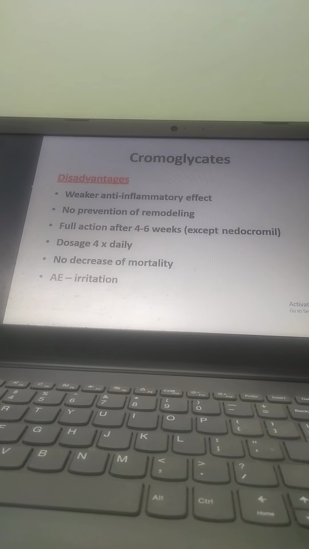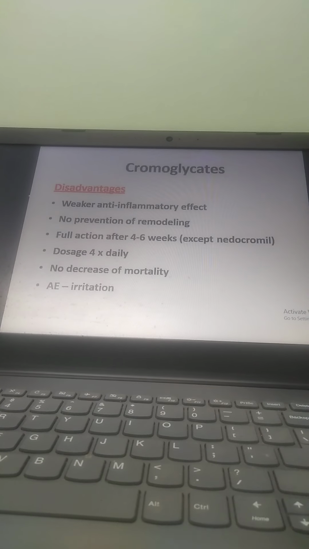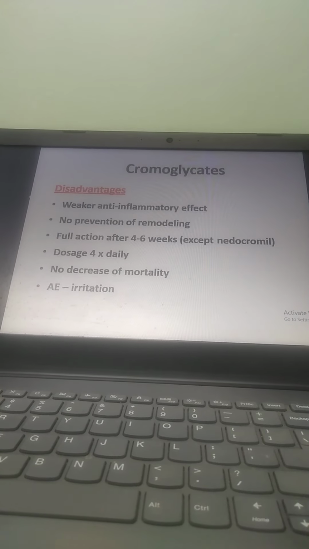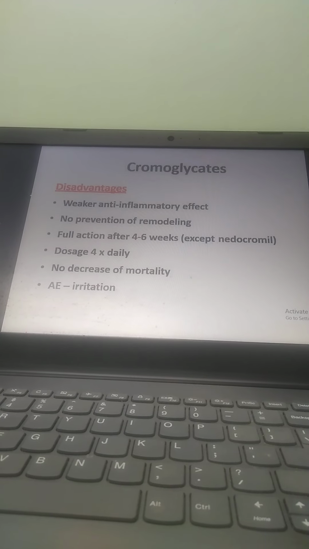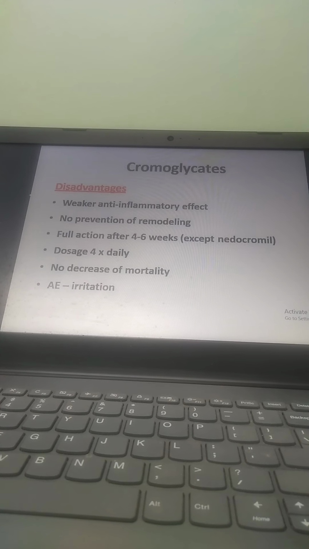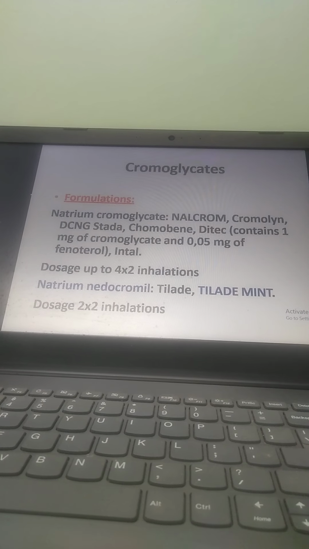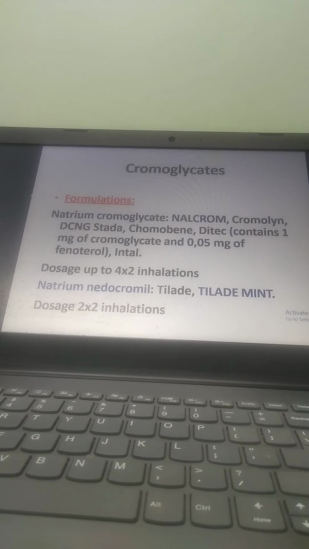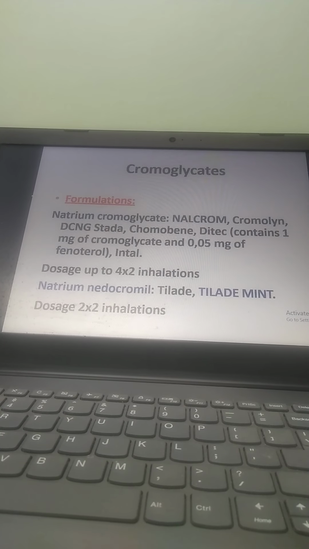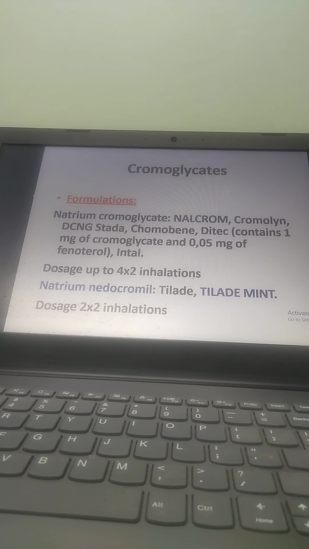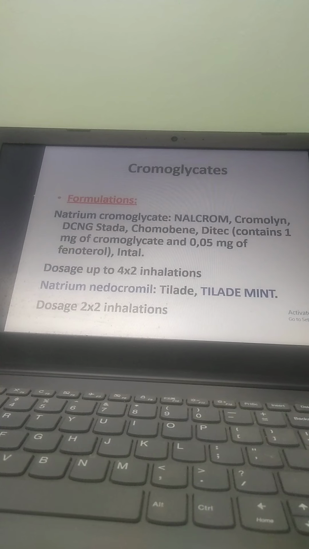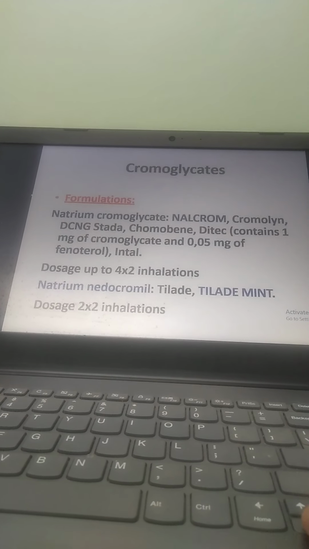Now chromoglycates are weaker anti-inflammatories. No prevention of remodeling. Full action after 4 to 6 weeks. It takes time. Dosage is 4 times daily. No decrease of mortality, and irritation is the only side effect. Chromoglycate formulations, we have sodium cromoglycate, or we can give Nalcrom, and then we have sodium nedocromil.